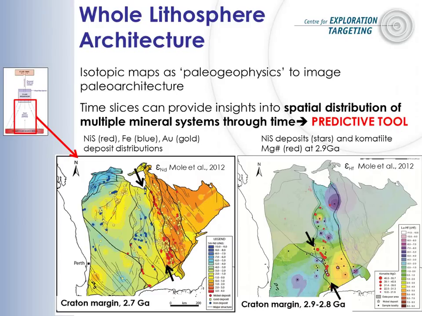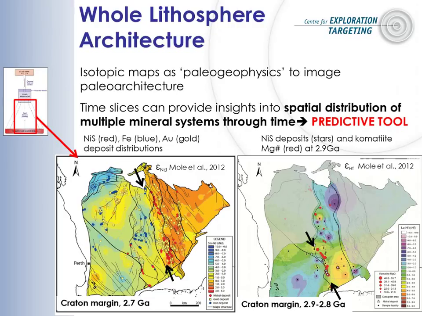By combining uranium, lead, and zircon with lutetium, hafnium, you can actually do time slices of this. One of our students has done that in the Yilgarn province here. These nickel deposits in the Forrestania belt here are older. The map on the left is 2.7 billion years. This is a time slice at 2.9 billion years when those nickel deposits formed, again, with the komatiites clustering around the craton margin. So what we're using now is the isotopes as paleogeophysics in that sense.